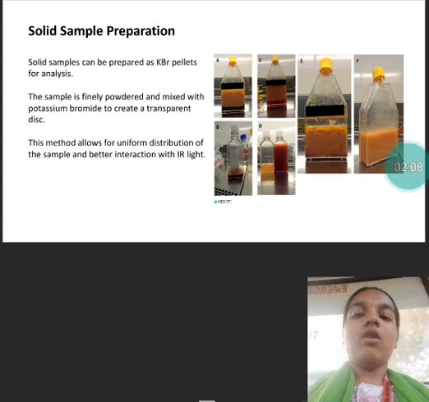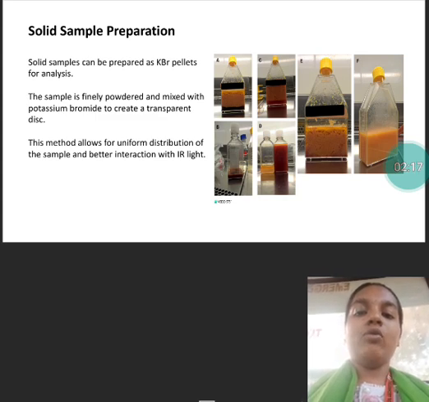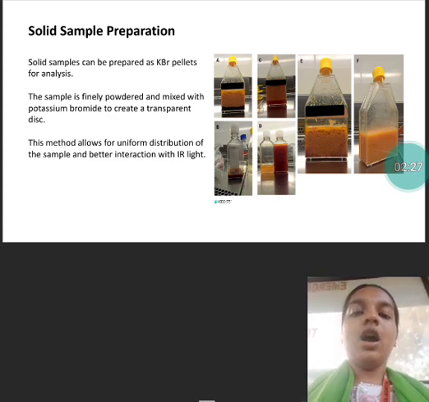Next slide. Solid sample preparation. Solid samples can be prepared as a KBr pellet for analysis. The sample is finely powdered and mixed with potassium bromide to create a transparent disc. This method allows for uniform distribution of the sample and a better interaction with the IR light.